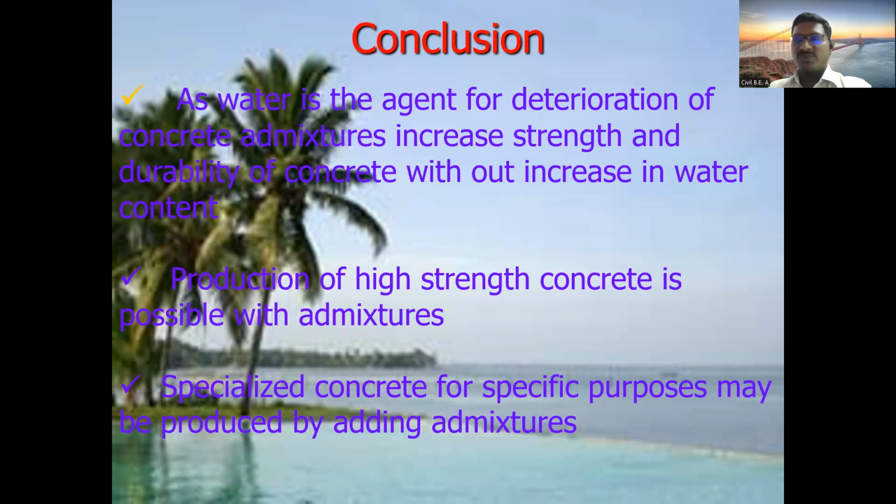Where we are using such concretes, in the mass concrete we are doing in some of the projects, there high strength is required, so the admixtures we can use. And then the third conclusion is that specialized concrete for specific purposes may be produced by adding admixtures. Sometimes specialized concrete is there and its specific purposes are there. For those specific purposes, we have to add the admixtures to get the strength.